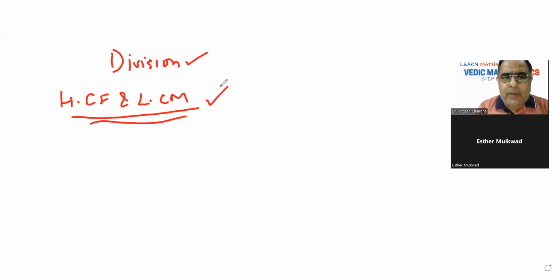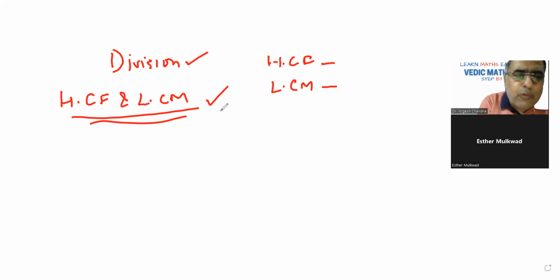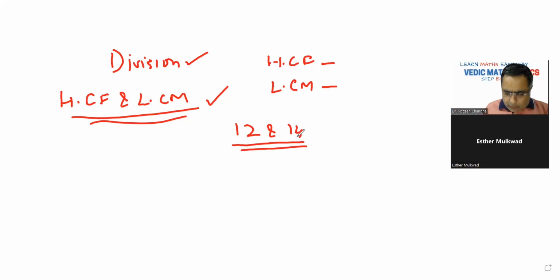So do you remember HCF and LCM? What is HCF? Highest common factor. And what is LCM? Lowest common multiple. Least common multiplier or the lowest common multiple. Perfect. So do you know how to find out HCF and LCM of 12 and 14? Yes, these are the two numbers. So which method will you follow? First I will write factors of 12 and then I will write factors of 14.